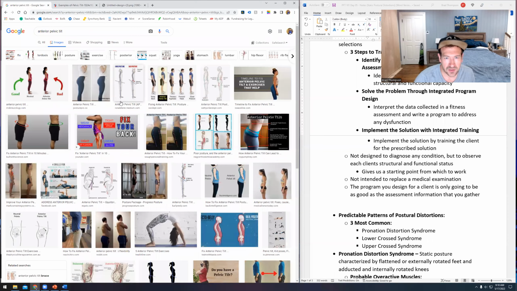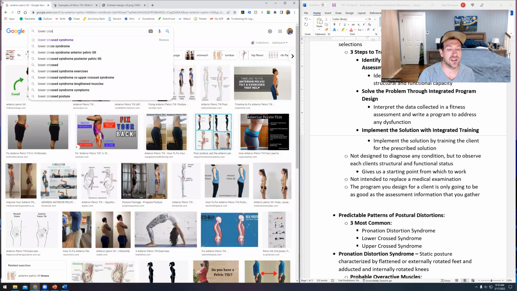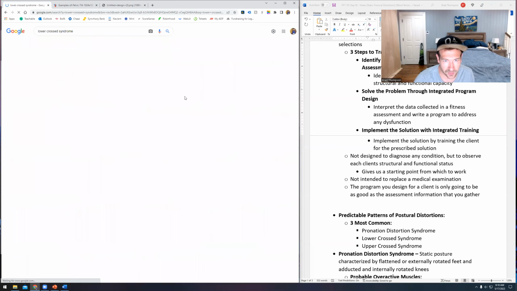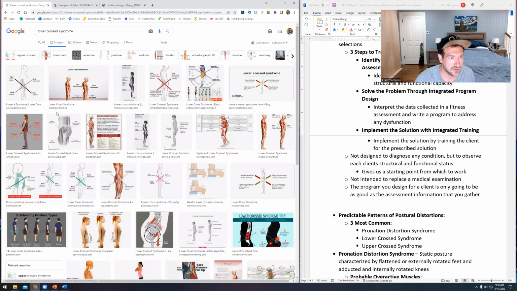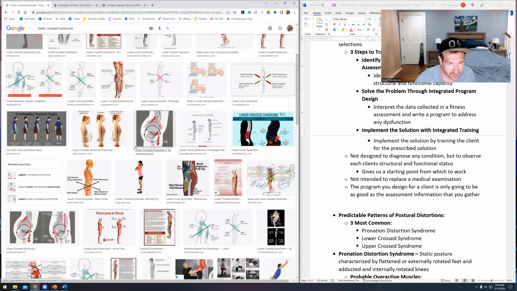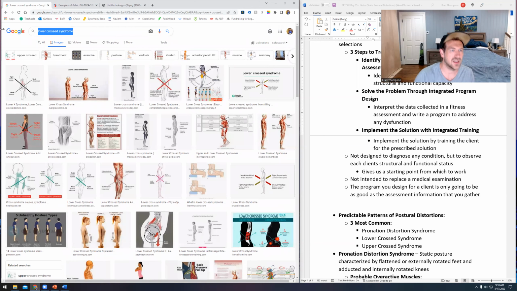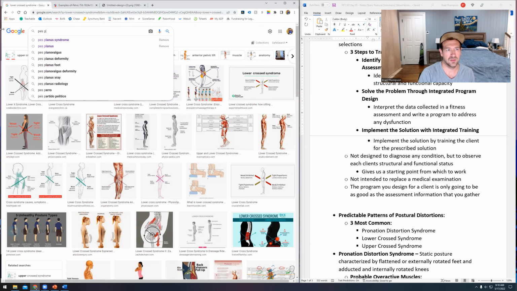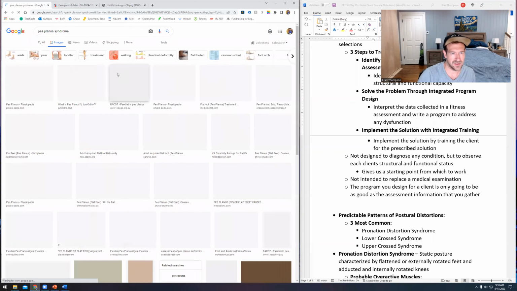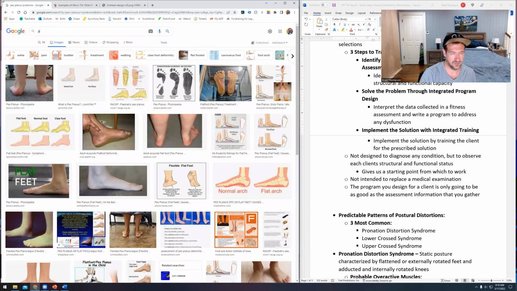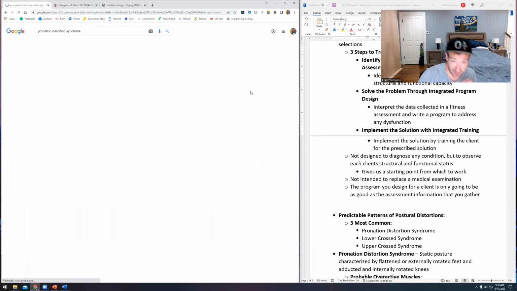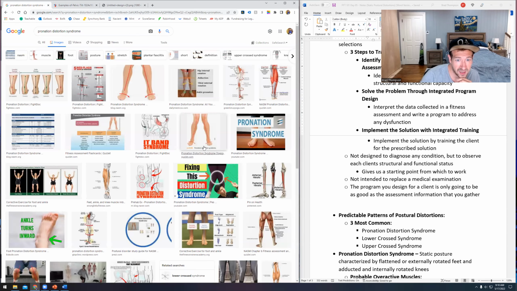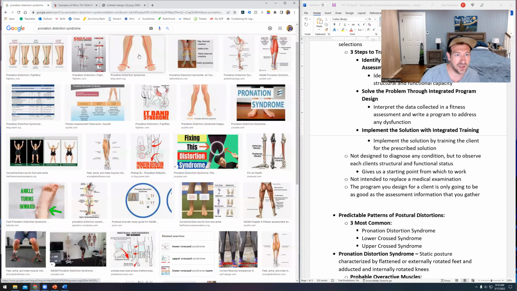Where'd it go? What's on here? Oh, it was... Lost syndrome, that's what I googled. Oh, NASM, I literally just saw you. All right. Or was it, oh, it was pes planus syndrome. Is that what it was? Yeah, too many names for these darn syndromes. There it is, the Quizlet one, that one.